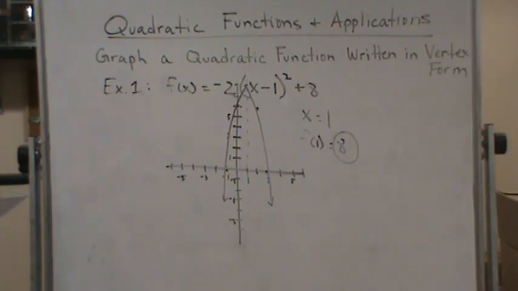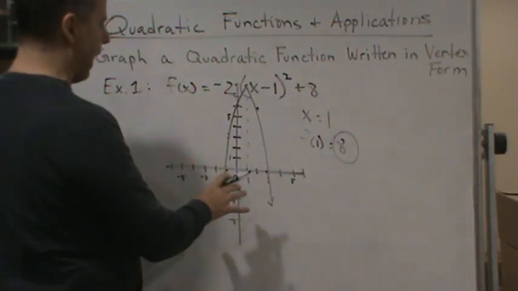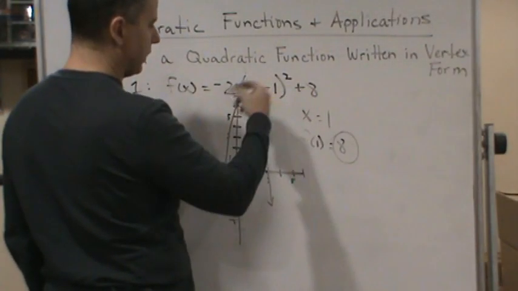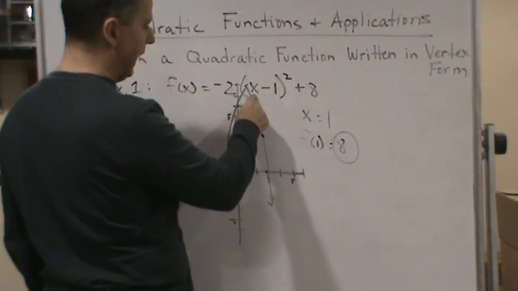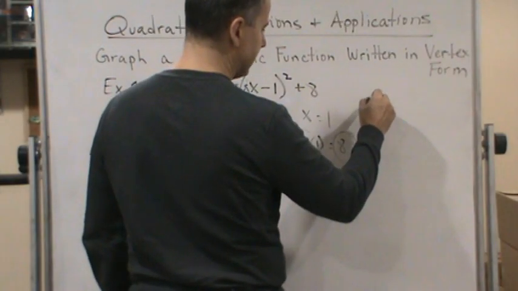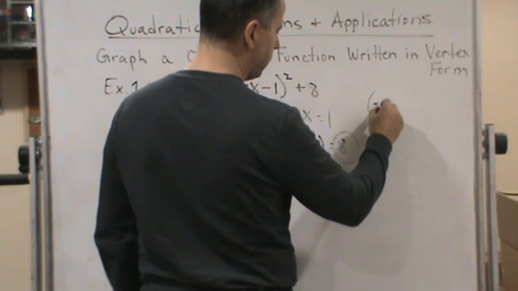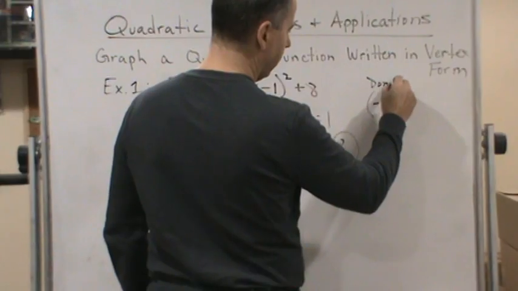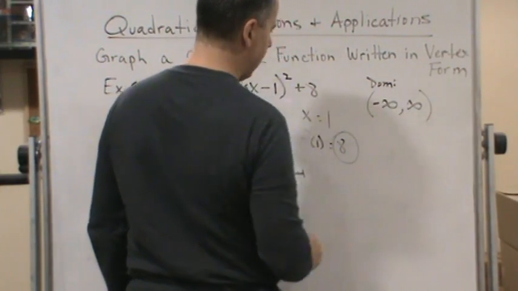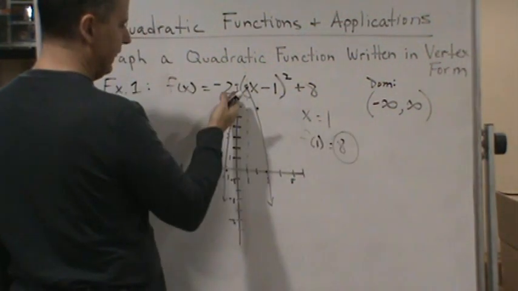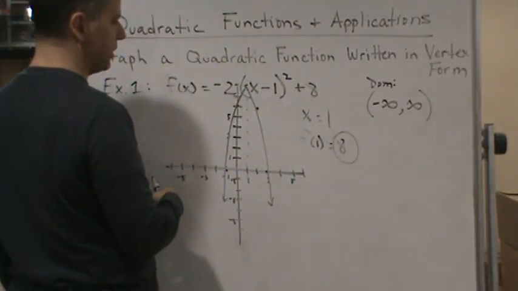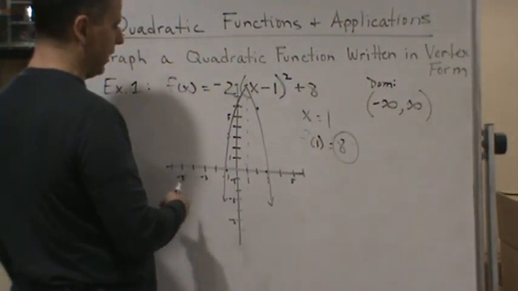And then the domain and range. Well, you could see by the graph, but because it's a quadratic function, there's no restricted values on the domain, so you can put any value of x in here, all real numbers. So again, we want to write this in interval notation. The domain would be negative infinity to positive infinity.